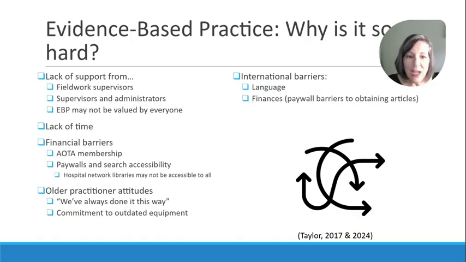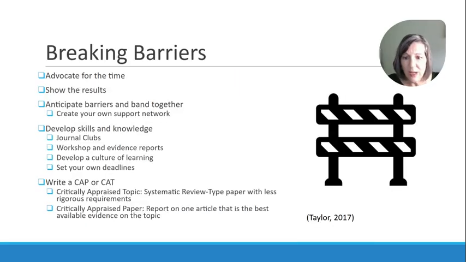Sometimes there are also international barriers. The articles that we want are not in the language that we speak. And then it's expensive for folks. I think about, say, folks in Europe who are trying to get access to AOTA and don't have that ability because they're not members. So there are some barriers to evidence-based practice, but we can do things to get around those barriers.